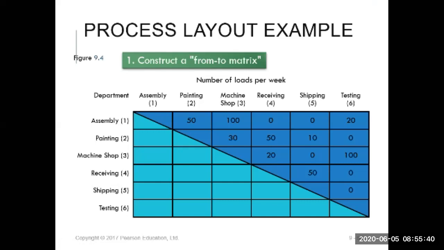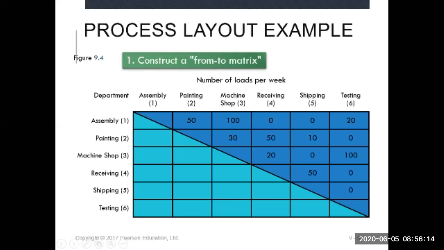It's both ways. From the assembly department to the machine shop department is 100 loads, also two ways. Receiving to assembly, no loads. Shipping to assembly or assembly to shipping is also 0. And assembly to testing, testing to assembly is 20 loads. So this is from and to combined, and the rest are the same.